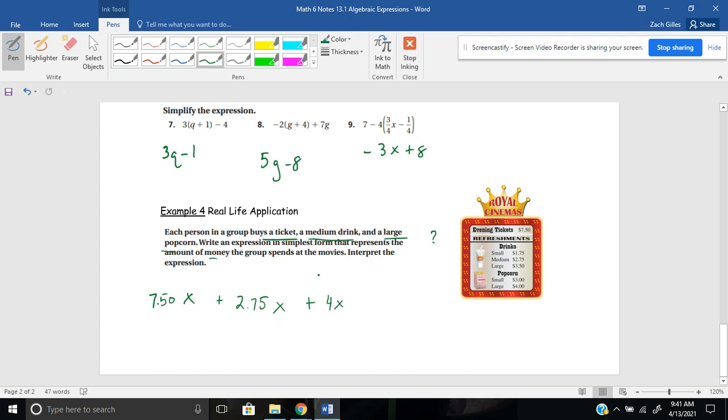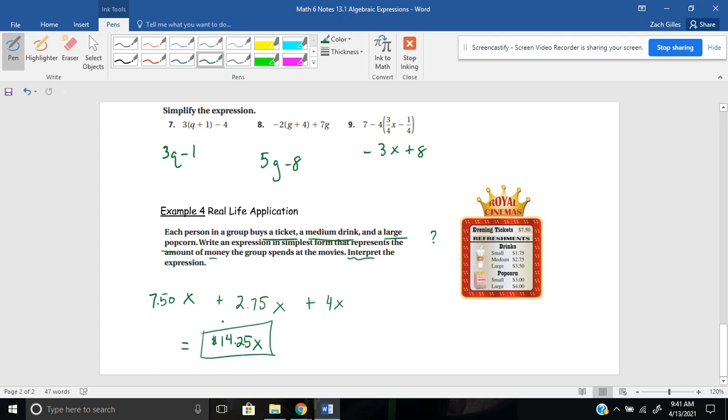All right, here is an expression that will give us our total. Well, these are all like, notice they all have an X, so I can combine them all. What's 7.50 plus 2.75 plus 4? That would give you $14.25 per person, $14.25X. Okay? And when it says interpret, that means what does it mean in the problem? That means that each person will pay $14.25.